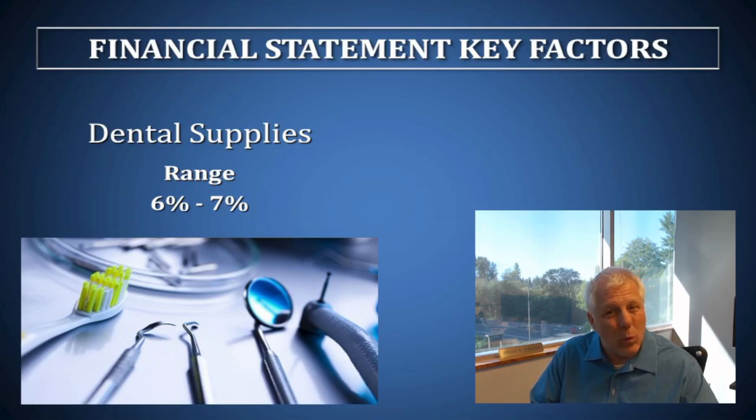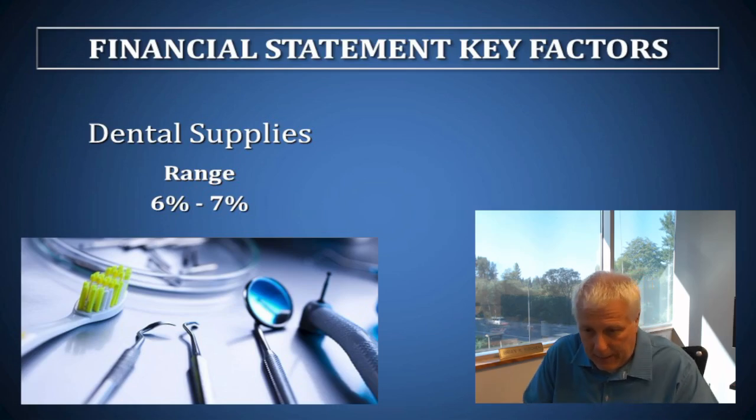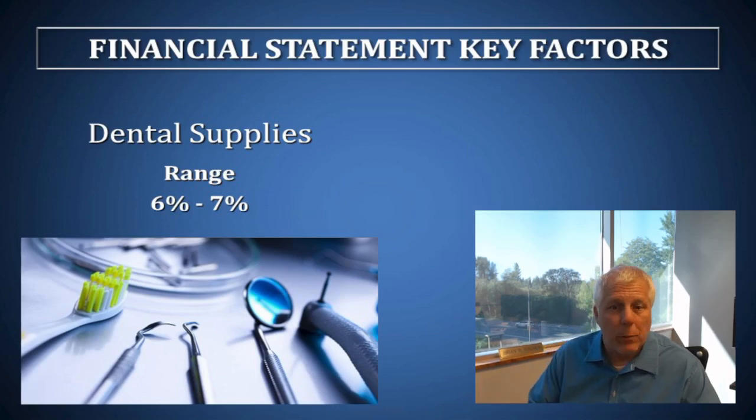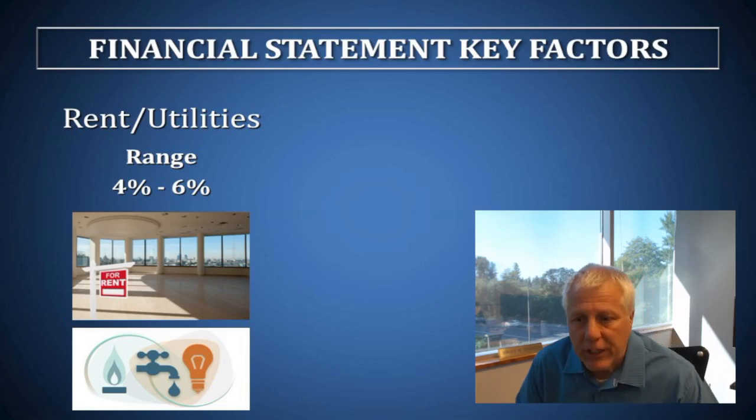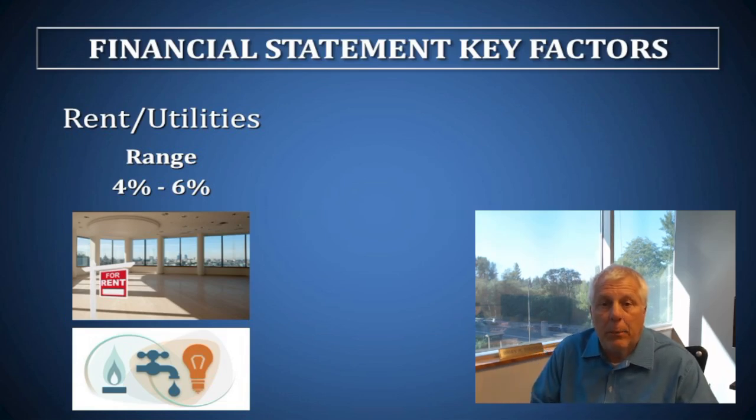I will also say one tidbit on the financial statements. Everything here is in percentages. You should first look at what is the percentage that you're allocating to the particular category versus dollar amounts. Dollar amounts are very misleading. So dental supplies, 6 to 7% range is where you should target. Rent and utilities, the range is 4 to 6%. This is an example of, you have no control over the dollar amount once you've signed your lease.